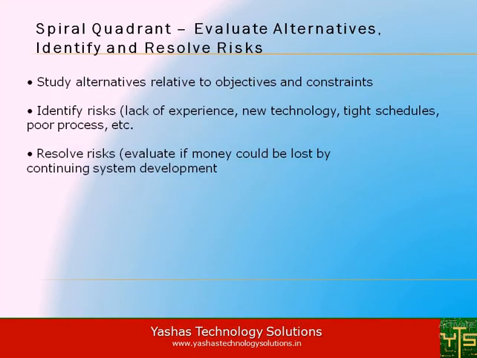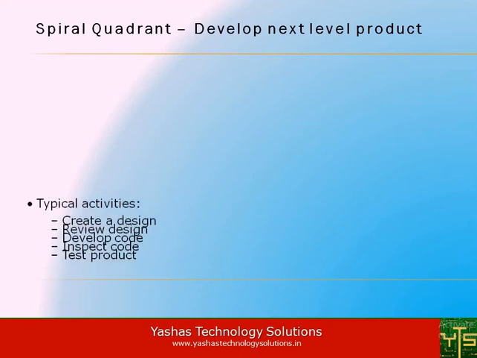The next phase would be to evaluate alternatives, identify and resolve risks. So it would involve studying alternatives related to objectives and constraints and identifying risks in terms of lack of experience, new technology, tight schedules, poor process, etc. And then go for resolving the risks. Evaluate if money could be lost by continuing system development.